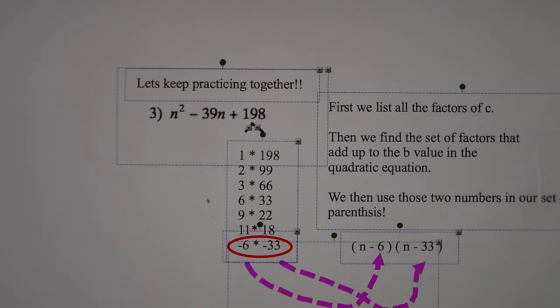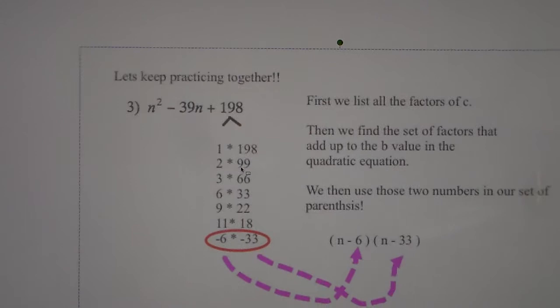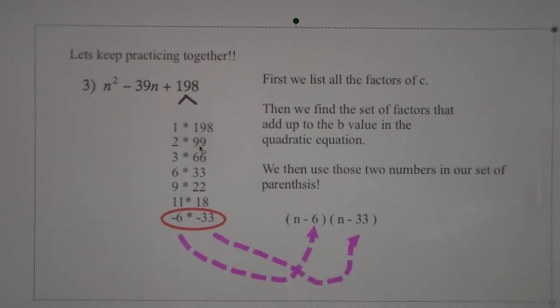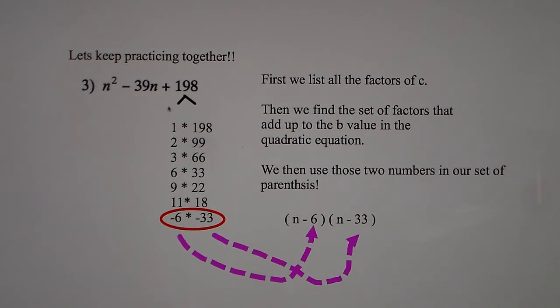Next one up. We have a c value of 198. We've listed all the factors. We find a combination of negative 6 plus negative 33 gets us negative 39. So we write them in: n minus 6 times n minus 33. Now that will get us our answer.